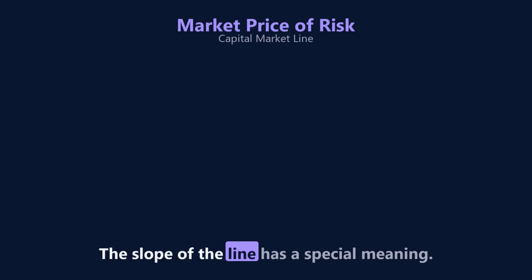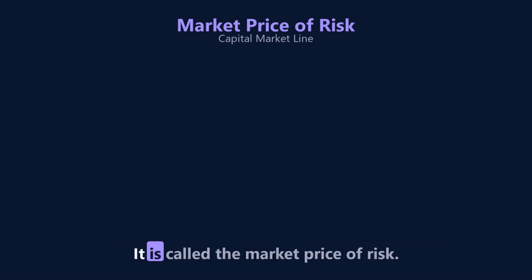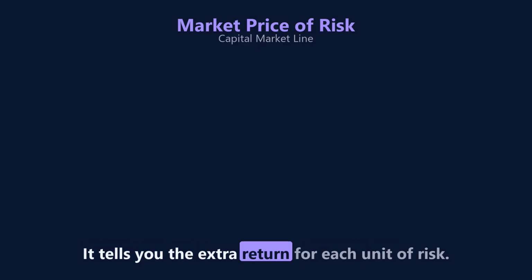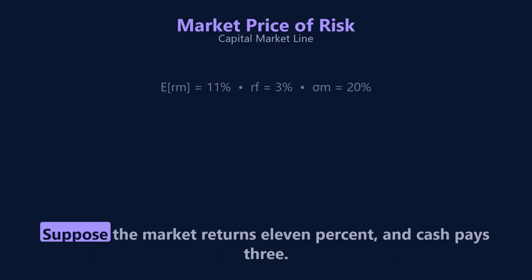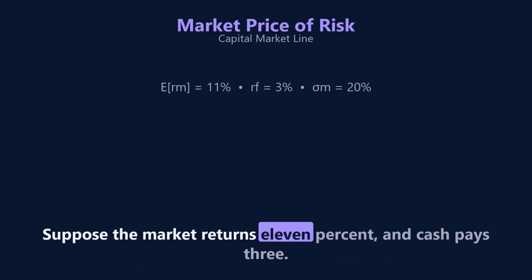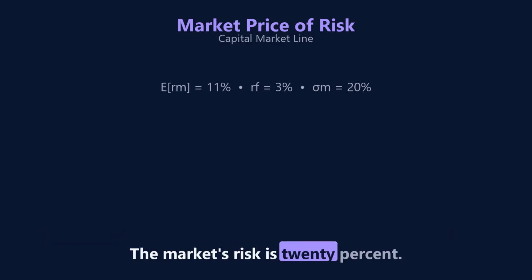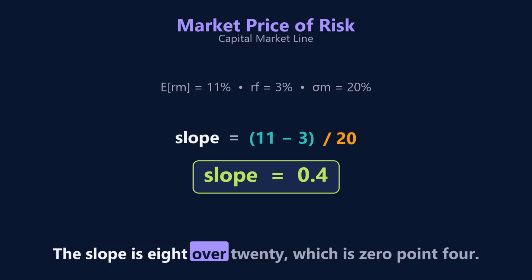The slope of the line has a special meaning. It is called the market price of risk. It tells you the extra return for each unit of risk. Suppose the market returns 11% and cash pays 3%. The market's risk is 20%. The slope is 8/20, which is 0.4.